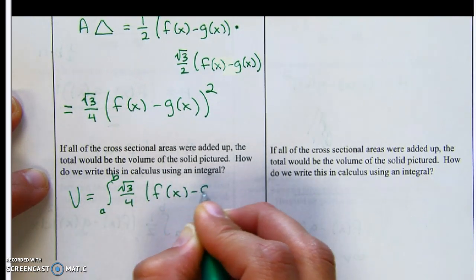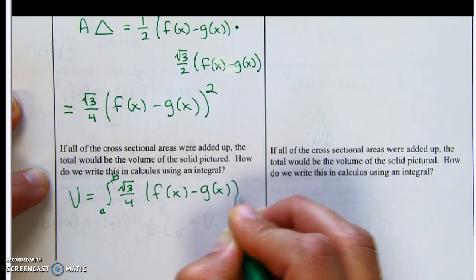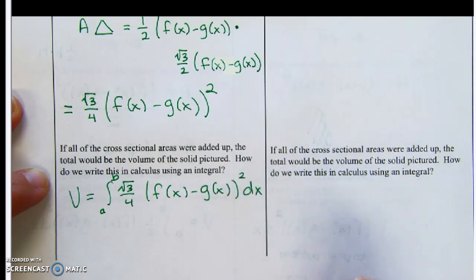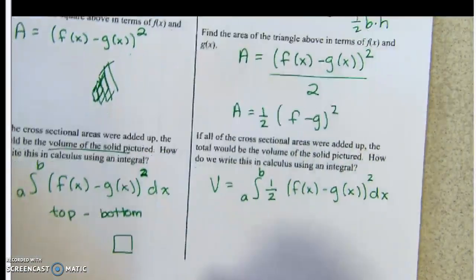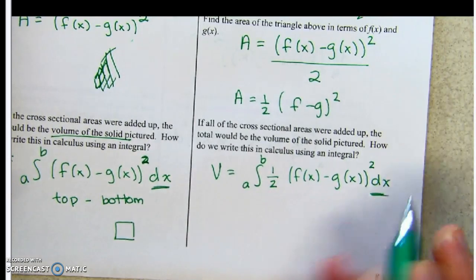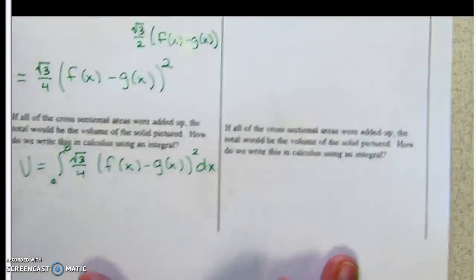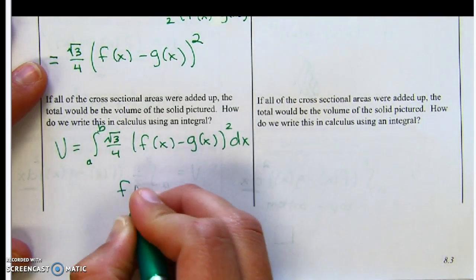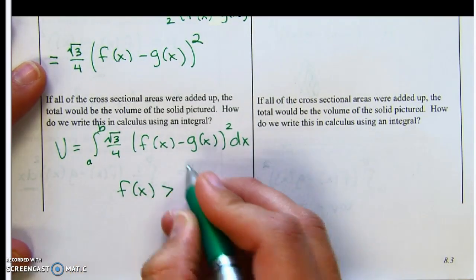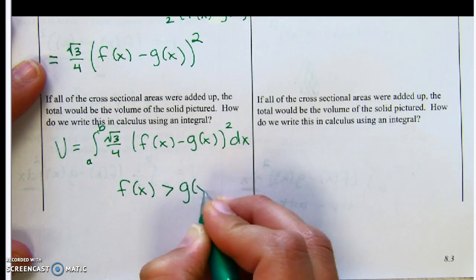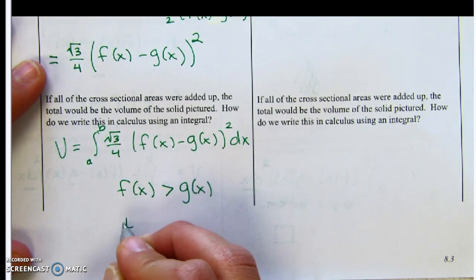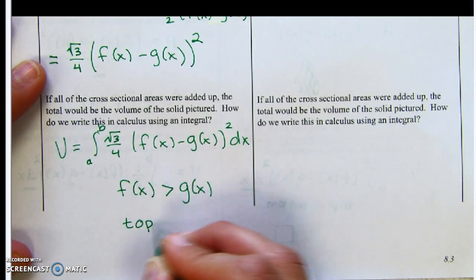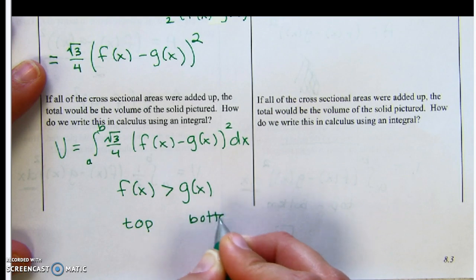top minus bottom. F minus g means top minus bottom. On the quiz, did you put dx? Everywhere we go, people want to know what is f and what is g. F of x is greater than g, so that means top minus bottom.